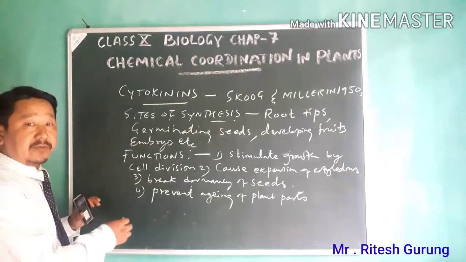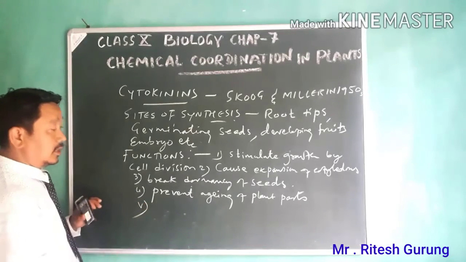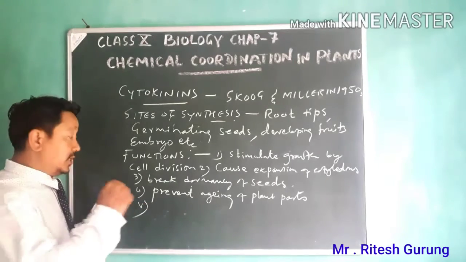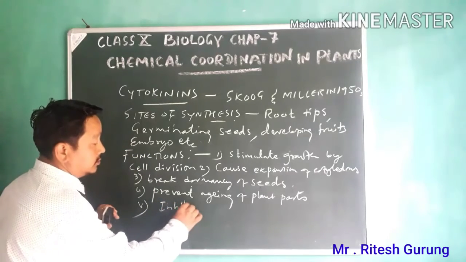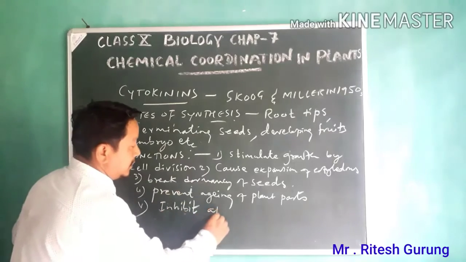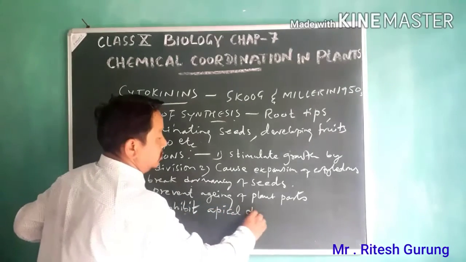Then number 5 we have: this hormone inhibits apical dominance.